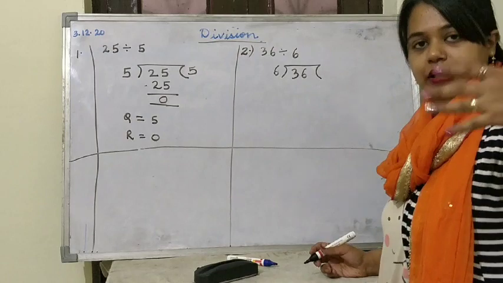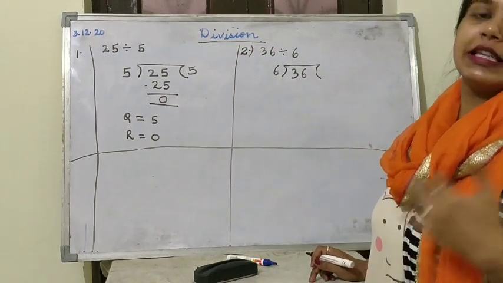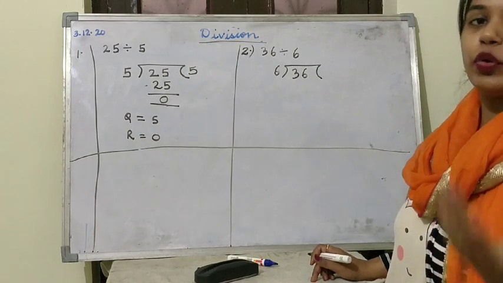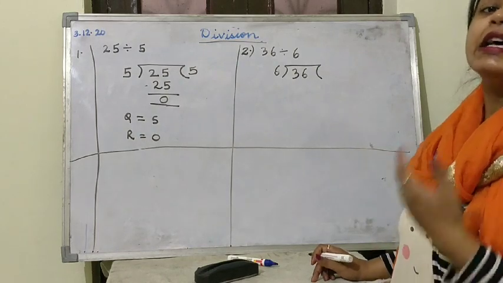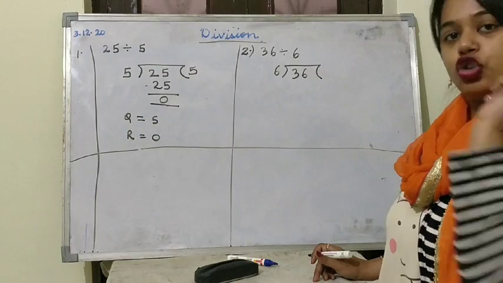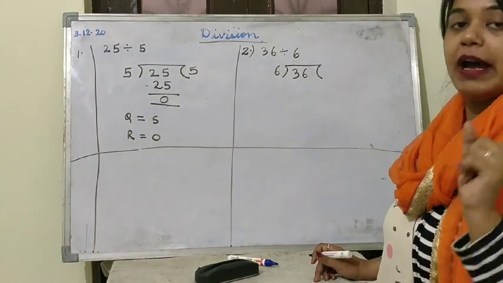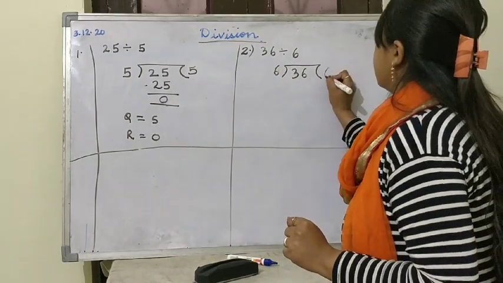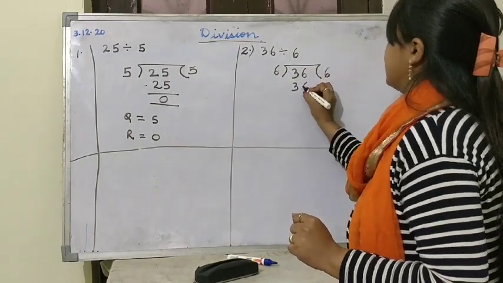Now recite the table of 6. 6 ones are 6, 6 twos are 12, 6 threes are 18, 6 fours are 24, 6 fives are 30, 6 sixes are 36. So 36 comes in the table of 6. By how many times? 6 times. So we will write 6 sixes are 36.